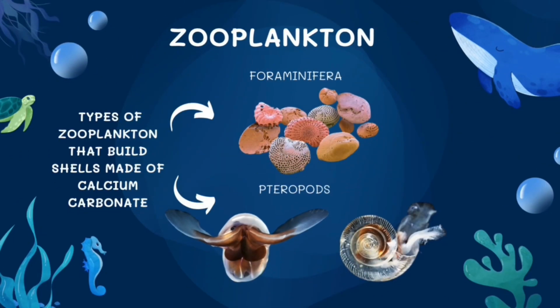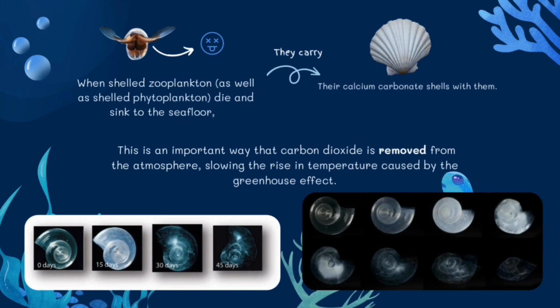Next is the impact on zooplankton. There are two zooplankton that build shells made of calcium carbonate, which are foraminifera and pteropods. When shelled zooplankton as well as shelled phytoplankton die and sink to the seafloor, they carry their calcium carbonate shells with them. This is an important way that carbon dioxide is removed from the atmosphere, slowing the rise in temperature caused by the greenhouse effect.